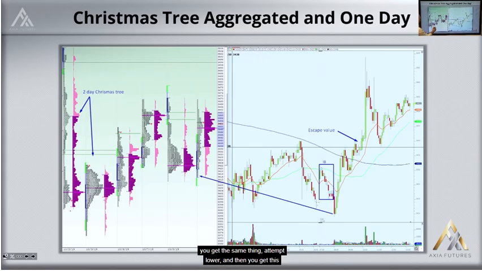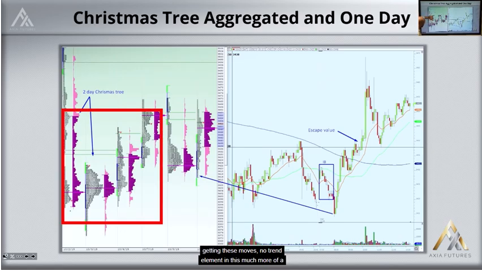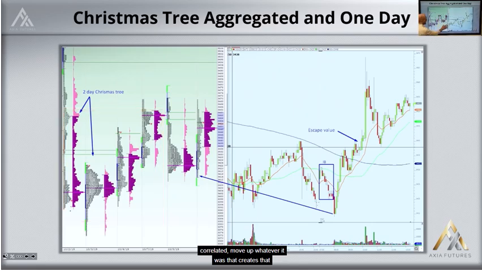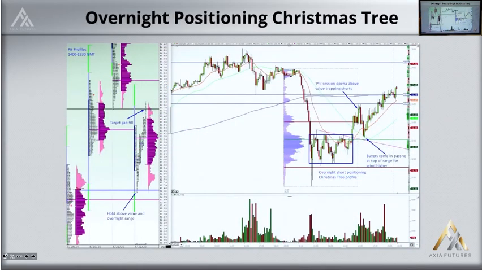Next day, you get the same thing, a tick lower, and then you get this drift back up range, a sort of steady crawl higher, followed by another crawl higher the following day. So you can see now why you're getting these moves. No trend element in this, much more of a sort of steady continuation, and the following day, on the basis that you are steadily pushing out the shorts in this move. That's what's happening here. The only difference is they're quickly pushed out because of either a piece of news, some momentum, a correlated move up, whatever it was that creates that. You can also have an overnight positioning Christmas tree.